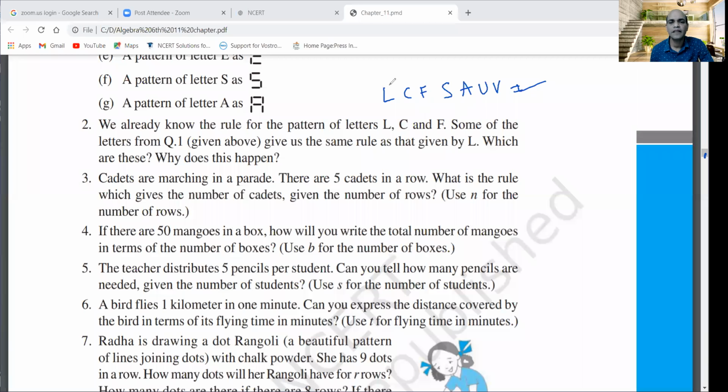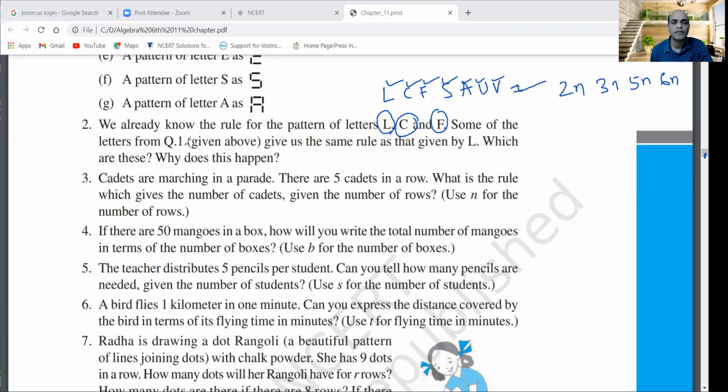Now you see, these are the letters which we studied and we have found the solution, the common rule for this. हम इस लेटर के लिए common rule बनाया, right? Common rule क्या था? किसी का 2n था, किसी का 3n था, किसी का 5n था, किसी का 6n भी था. But इस क्वेश्चन में पूछ रहा है कि rule for the common letters of L, C, F को हमने पढ़ लिया, we have done it.